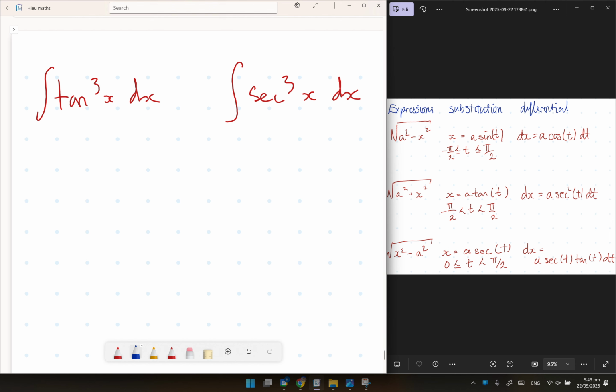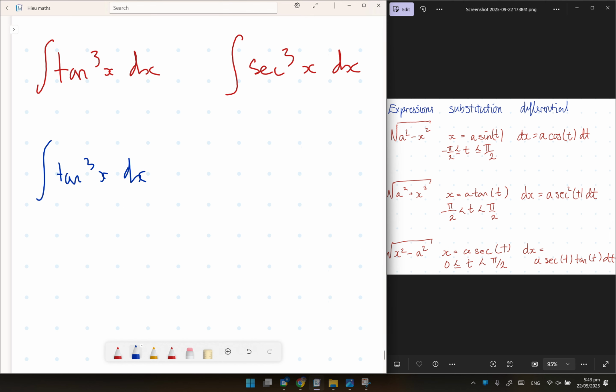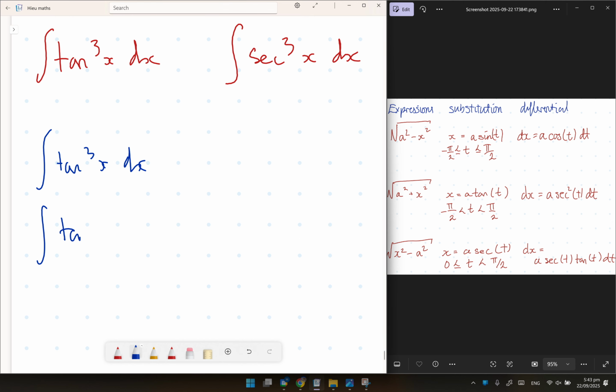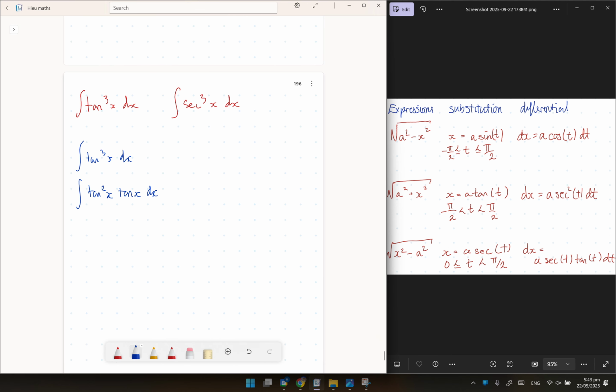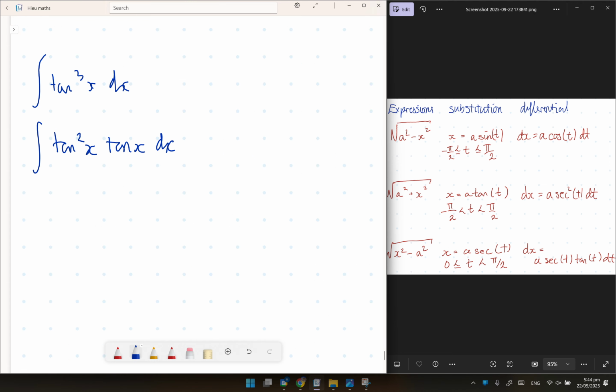We didn't get to this one yet, so we're going to integrate tan cubed x. All right, so how are we going to do this? What we should do is split out tan squared x and then tan x. This brings to mind that we need something that differentiates into tan x dx so that we can use substitution, right?